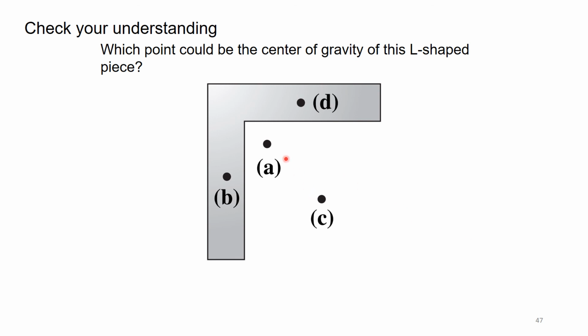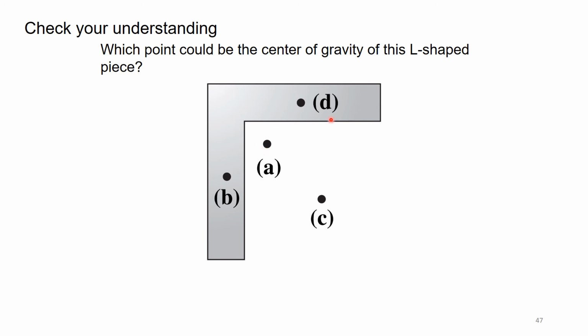So this question here asks for the center of gravity of this L-shaped piece. This is an L-shaped piece made up of two rectangles, the upper rectangle and the lower rectangle. And we are given 4 points, A, B, C, and D. We are trying to figure out which point best represents the center of gravity.